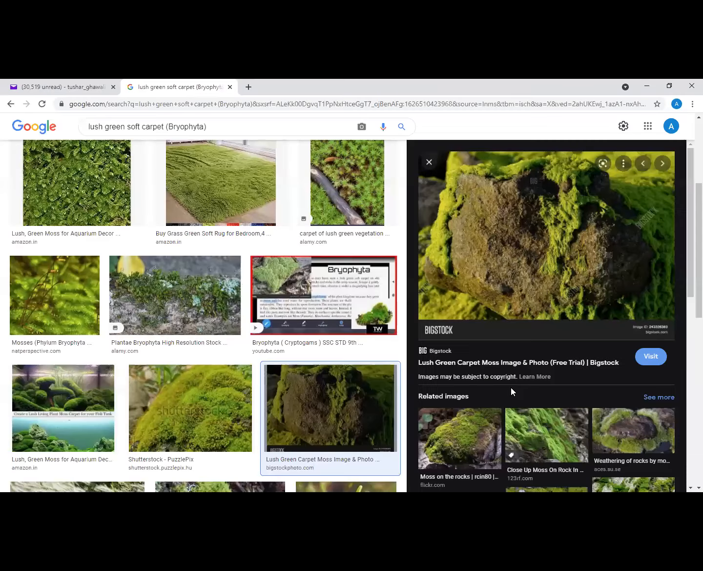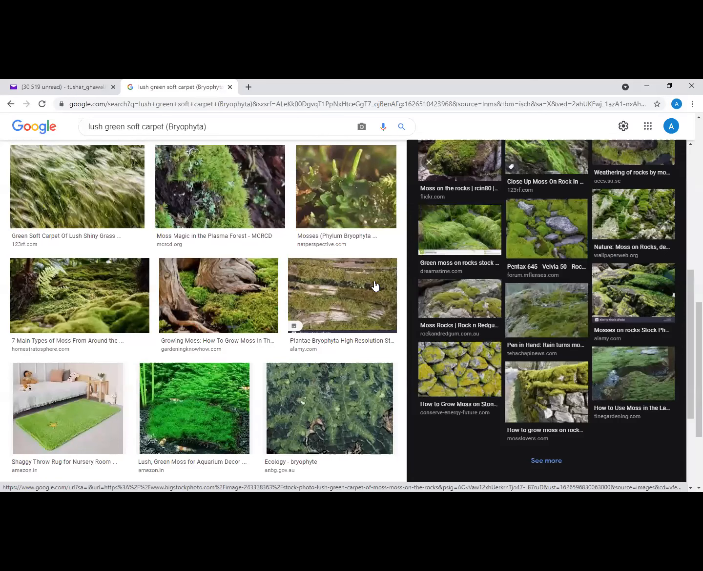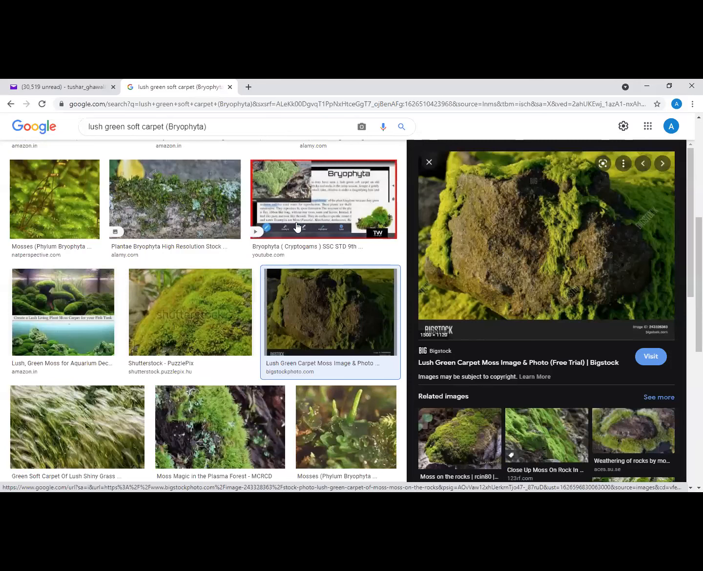Some are found inside the water. Underwater you will find some, and some you will find above the ground surface. It requires a moist surface, just as fungi requires moist conditions where it can grow more easily and more speedily. In the same way, bryophyta can also grow in that particular condition. On a moist surface you will see it there.